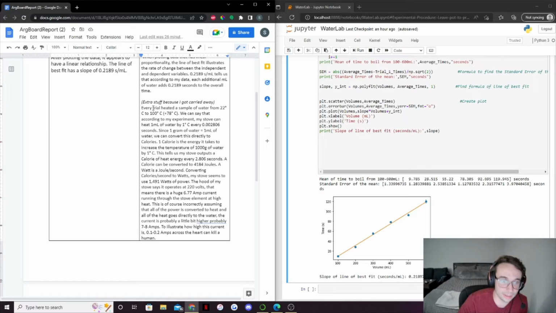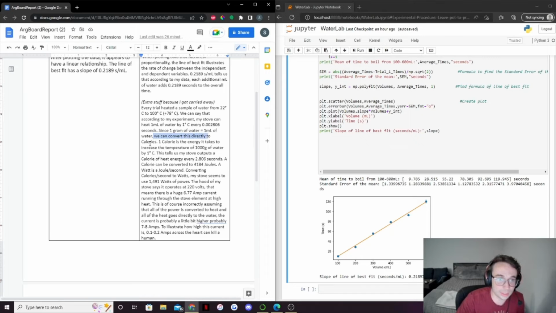And then I kind of got carried away, and this is all really extra, but I'm going to read it anyways, haha. So every trial, I heated a sample of water from 22 to 100 degrees Celsius. So it had a change of 78 degrees Celsius. So we could say that according to my experiment, my stove could heat a milliliter of water by 1 degree Celsius every 0.002806 seconds. And since 1 gram of water is 1 milliliter of water, that conversion is exact because grams and milliliters are based off of each other.